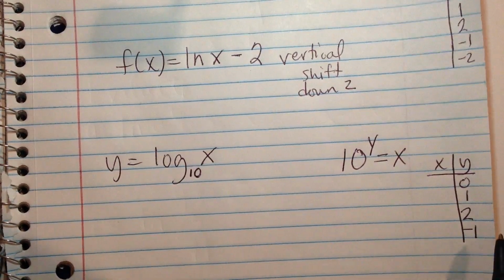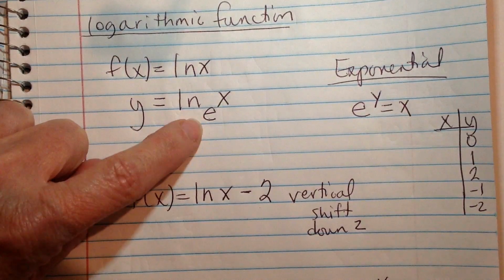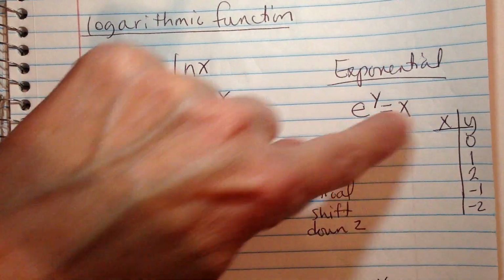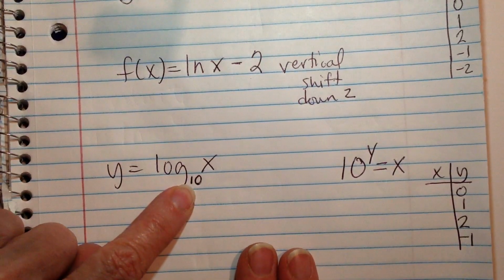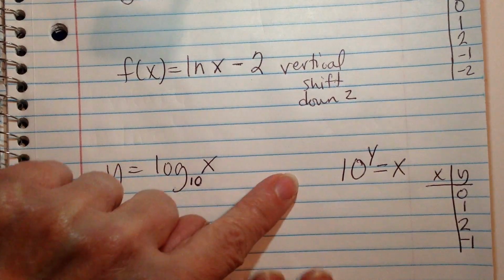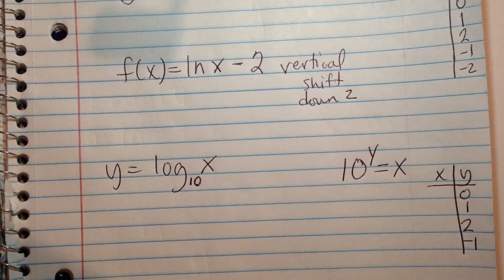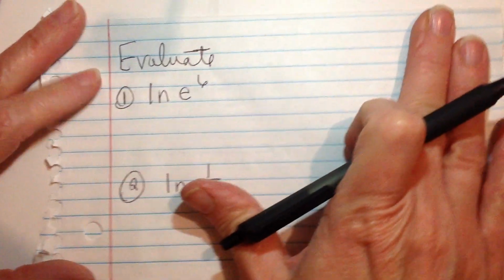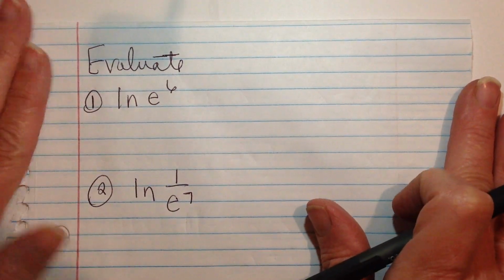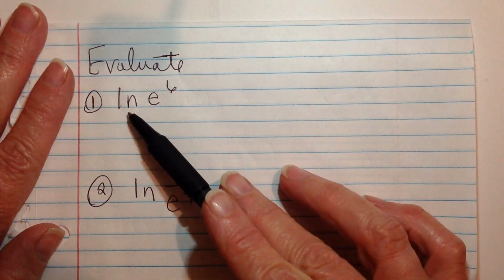I would pick my y's just like I did in the previous video and find my x's. So I'm just wanting to make sure that you understand that ln has base e. To graph an ln or a log, we convert it to exponential and pick the y's. And log has an understood base 10 if you don't see one. Convert it to exponential and then pick your y's. Now, I want us next to talk about evaluating lns. We've talked previously about evaluating logs. So let's evaluate the lns.